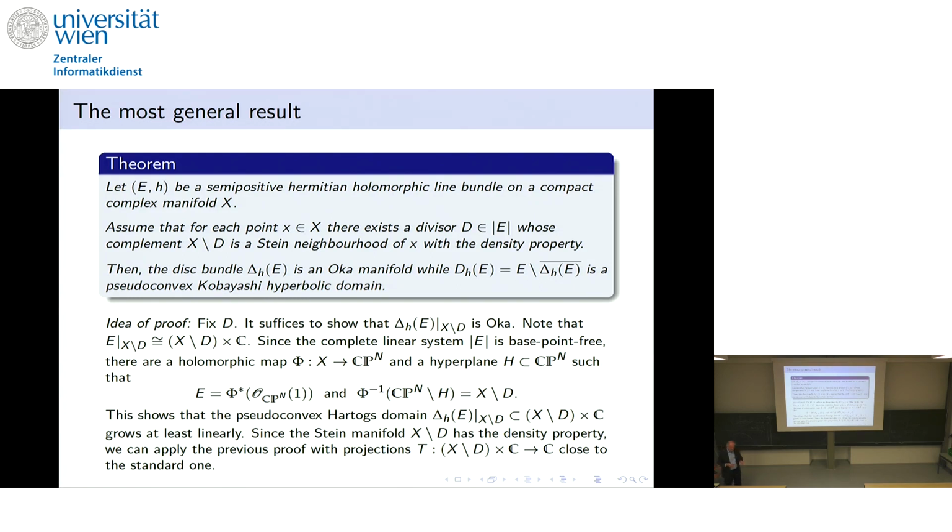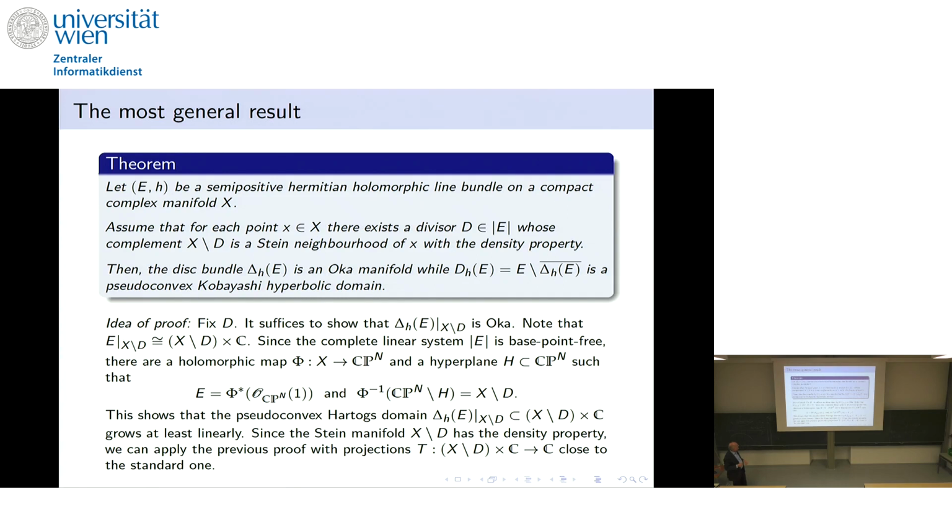So what does this mean? This means that there is a holomorphic section of E which has D as the zero locus. Okay? So I have such a divisor whose complement is a Stein neighborhood of X, which has the density property. This density property again means what I said before, that you have a lot of complete holomorphic vector fields on it, so you have this approximation theorem of Andersen-Lempert type. Then the disk bundle is an Oka manifold, and the complementary thing is again a hyperbolic domain.